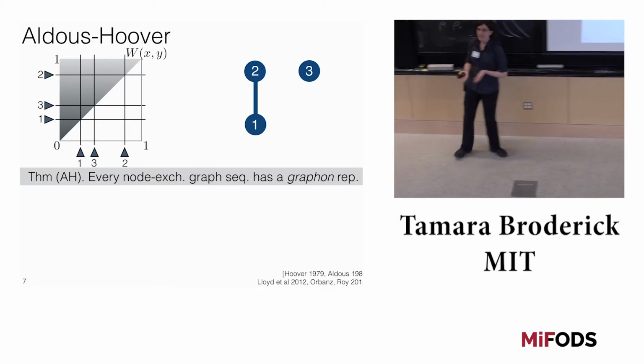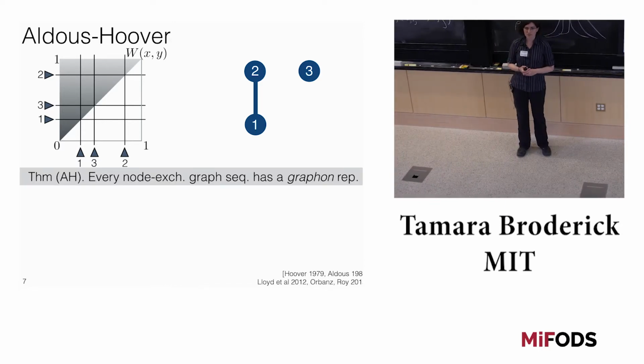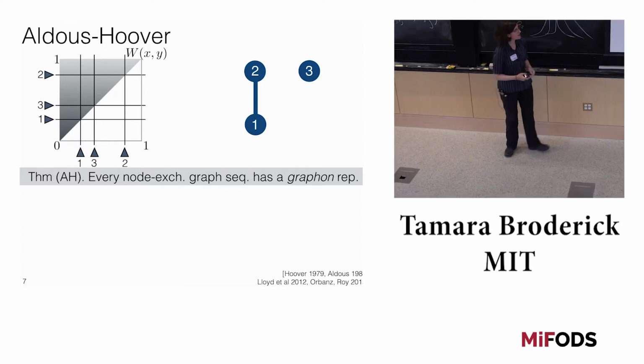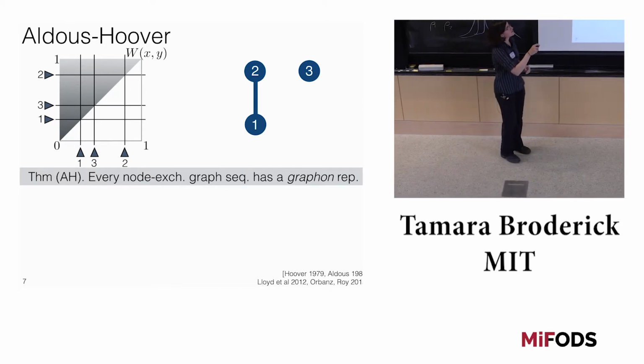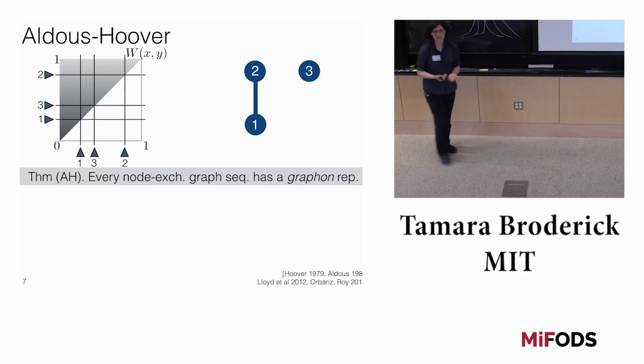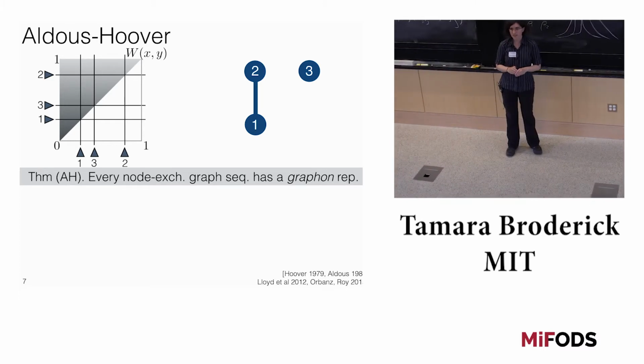But what's amazing is that Aldous and Hoover showed that the converse is true. If I have any node exchangeable graph, then there must be such a W such that I can make these types of draws and recover its distribution. And this is the idea of a graphon. So every node exchangeable graph has this representation, just like every exchangeable clustering has the Kingman paintbox.